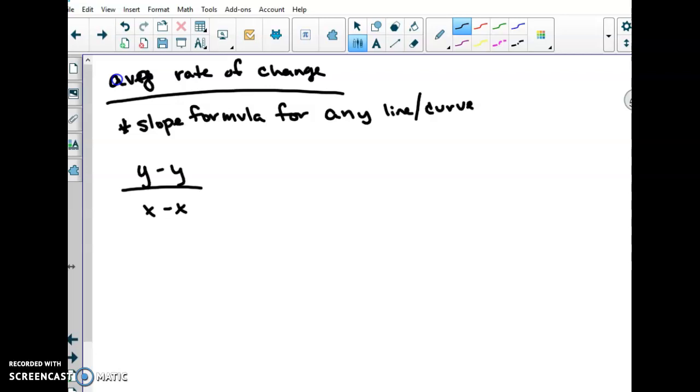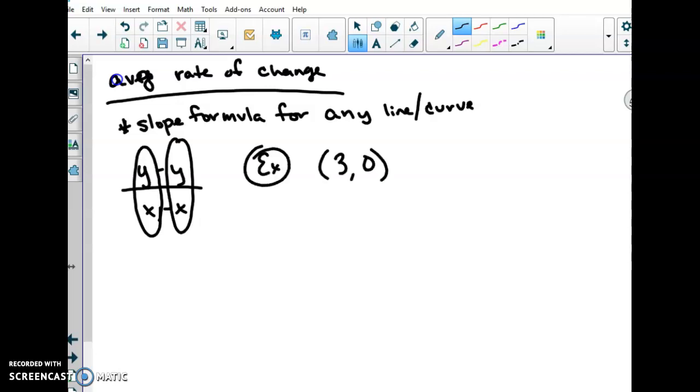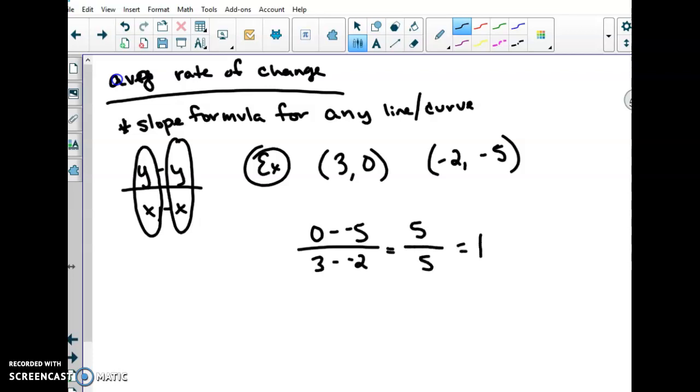Again, notice I didn't put like the subscript of 1 or 2. Just know that these have to be matched up together and these points have to be matched up together. So it really doesn't matter. Just a refresher, if you have a point at 3, 0 and at -2, -5, to find the slope or the average rate of change, I would have 0 minus -5 over 3. I have to use the 3 because I used the 0 first. So it'll be 3 minus -2. I get +5 over +5, which equals 1. That would be my average rate of change.